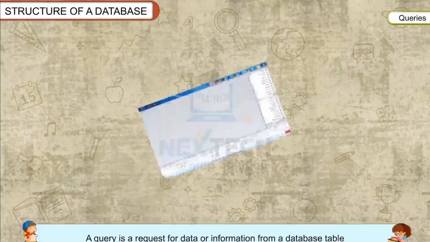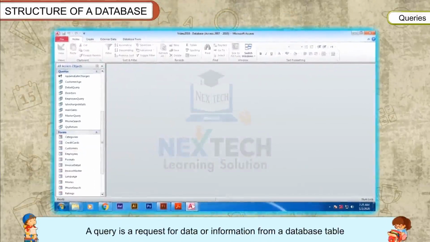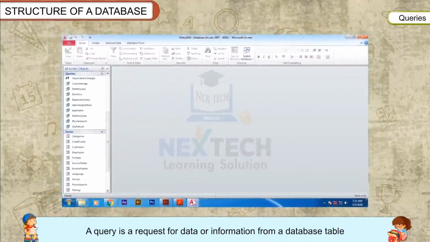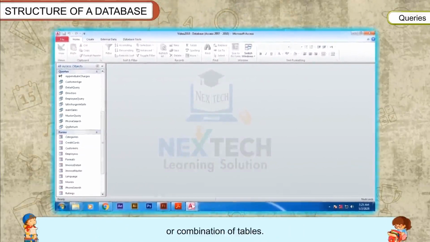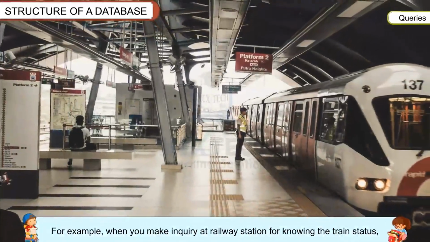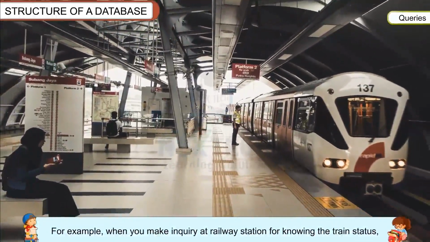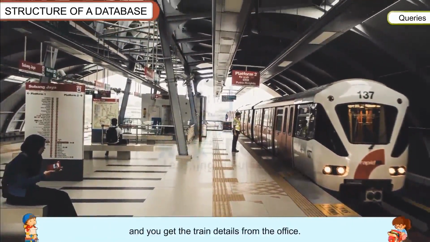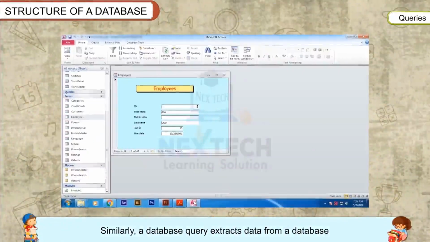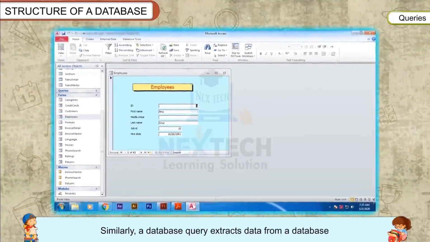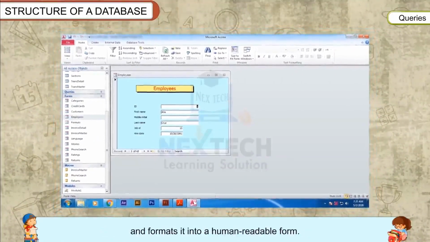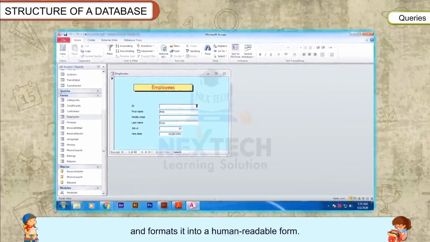Queries. A query is a request for data or information from a database table or combination of tables. For example, when you make an inquiry at a railway station to know the train status, you get the train details from the office. Similarly, a database query extracts data from a database and formats it into a human-readable form.